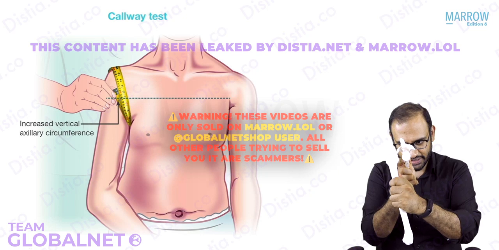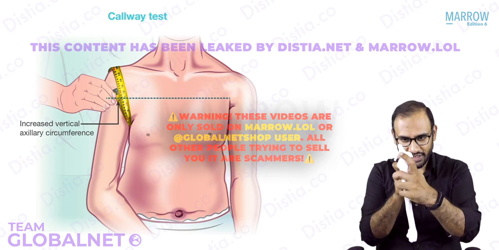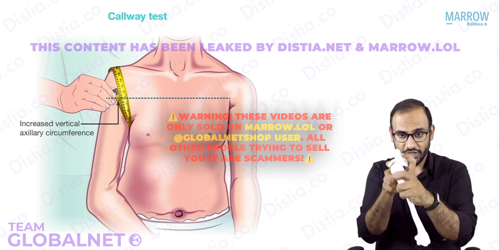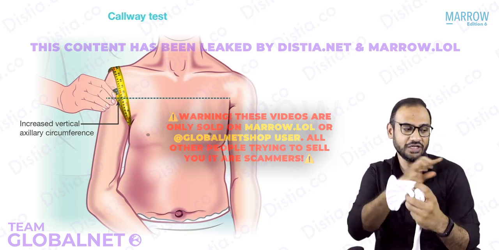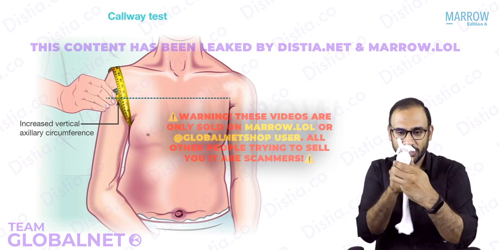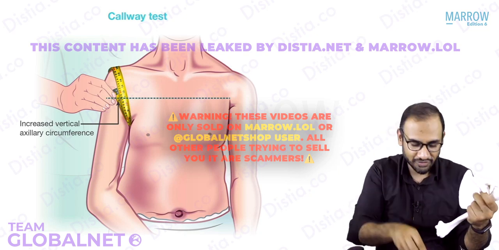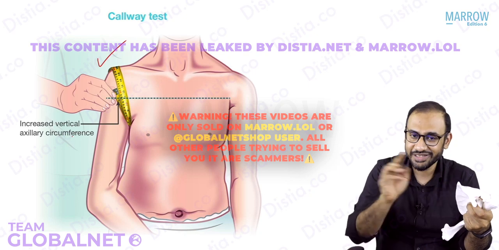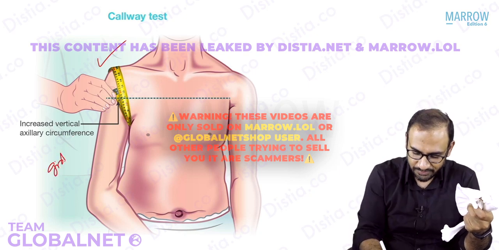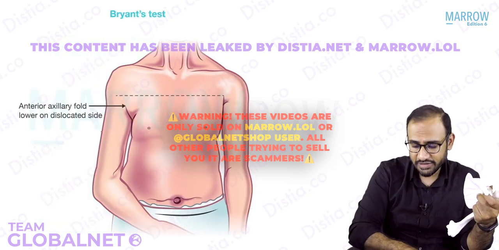When the shoulder dislocates anteriorly, what happens? The circumference or the girth of the shoulder will increase, right? If you measure the girth of the shoulder, because the head of the humerus is dislocated anteriorly, what will happen? The girth measured will be increased. Increase in the girth. Imagine it. Okay.